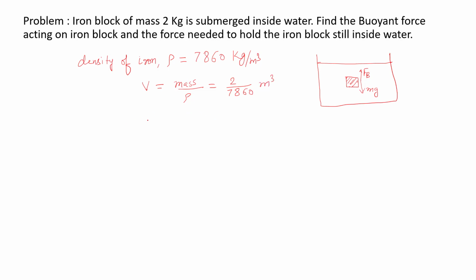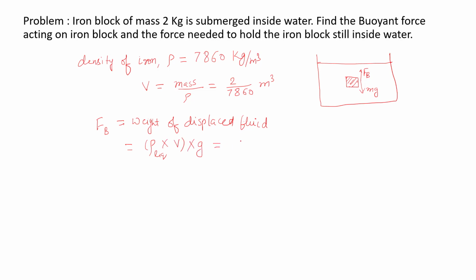Now let's find out the buoyant force acting. So the buoyant force Fb is equal to volume of displaced fluid into density of fluid into g, right? This is equal to weight of displaced fluid, which is equal to mass, which is rho liquid into V into g, correct?